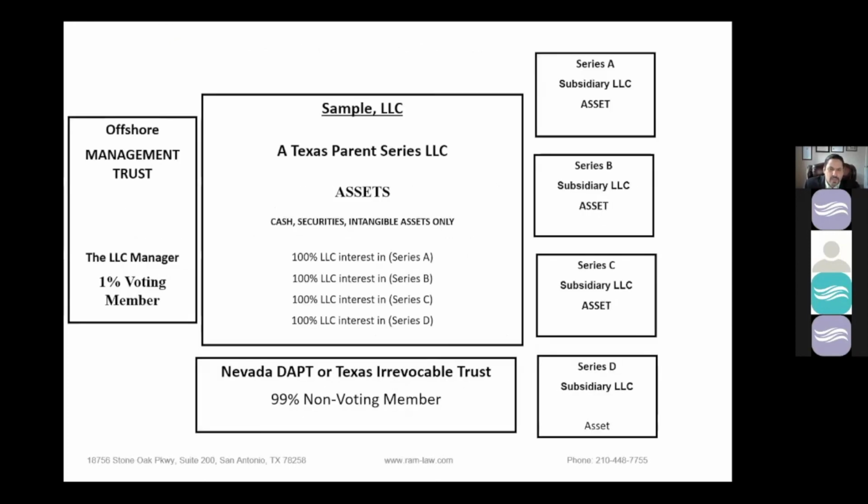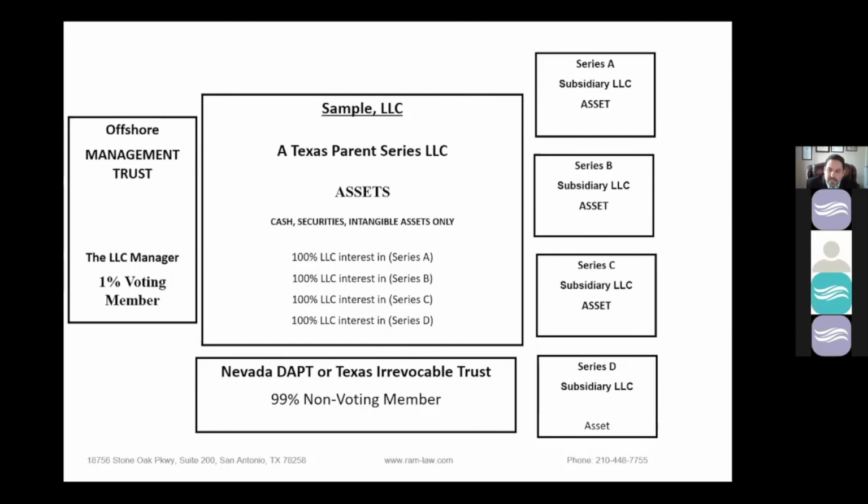As you can see here on the chart, we have a sample series LLC where the parent is in the middle. The parent owns the subsidiaries on the right. So here in this example, I created 4 subsidiary series. I love using this for clients that have real estate. This works great if you have clients that have several commercial or rental properties. We can title a different rental property in a different subsidiary.